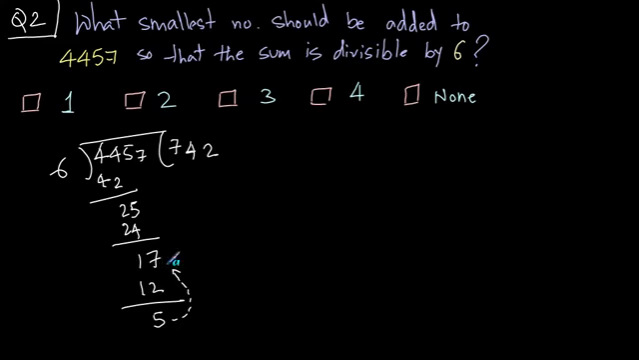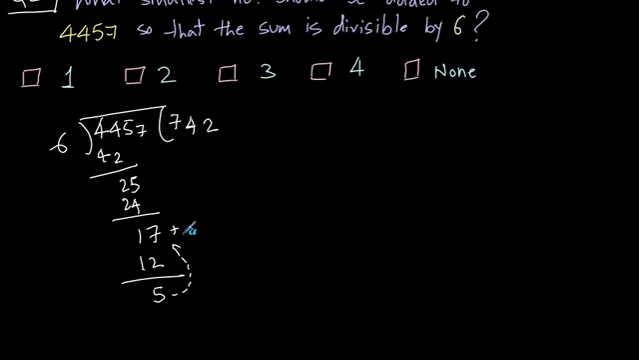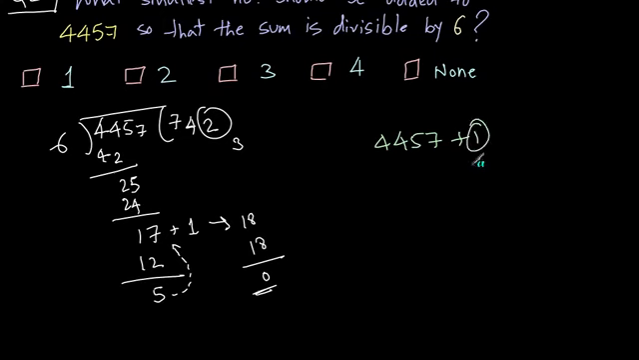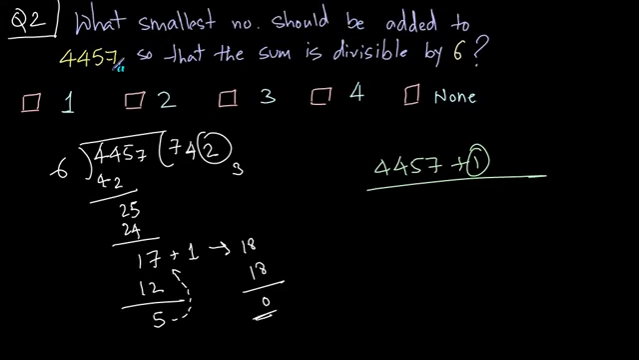Now go on adding numbers starting from 1, 2, 3. If I add 1 here, this becomes 18, and 18 is perfectly divisible by 6. So this would be 6 3s are 18 and the remainder would come 0. So in this case, if I add 1 here, it has to be reflected to the top. So I'll have to add 1 to the dividend also. So 4457 plus 1 is divisible by 6. So the smallest number that should be added to 4457 so that the sum is divisible by 6 is 1. So the answer is 1.